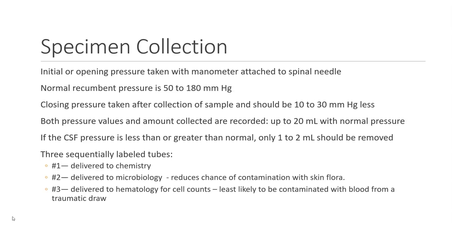The sample is collected into 3 sequentially labeled tubes. Tube 1 collected first will go to chemistry. Tube 2 is delivered to micro, because we don't want it to be the first tube, because this reduces the chance of contamination with skin flora that would give a false positive culture. And tube 3 is delivered to hematology for cell counts, because it will be the least likely to be contaminated with blood from a traumatic draw.